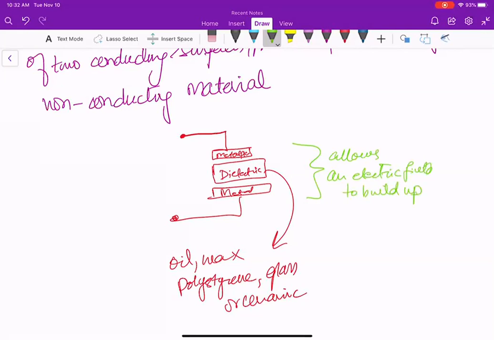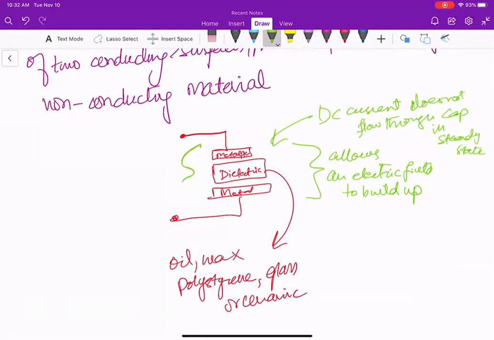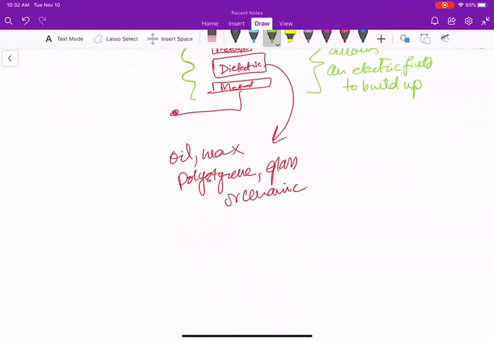Okay, so we also know that DC current does not flow through a capacitor in steady state. Means that once the voltage is built up across it, it will not allow DC current to pass through that.